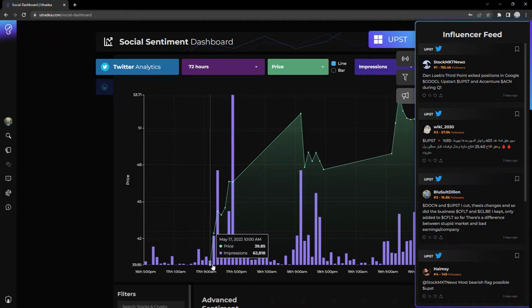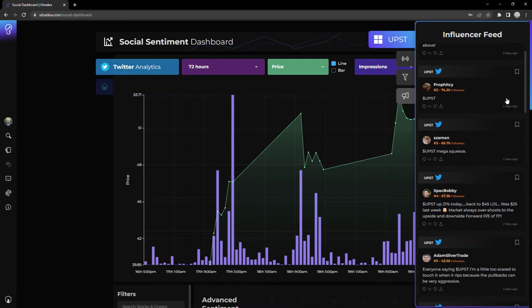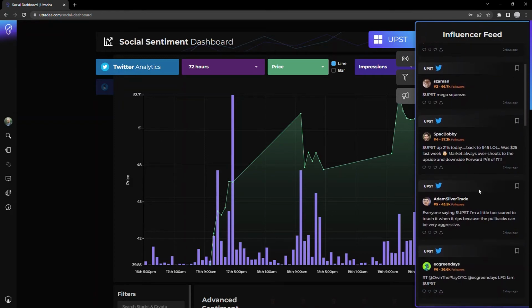But essentially, if we look at the price over the last few days, it opened on the 17th at around $40 a share. That day saw very strong price action up to $46 a share. And like I said, this is why this feed is super useful, so you get accounts that are keeping you up to date with what's going on. Starting to see the 8 and 21 moving average up as the gap fills. 21 today.